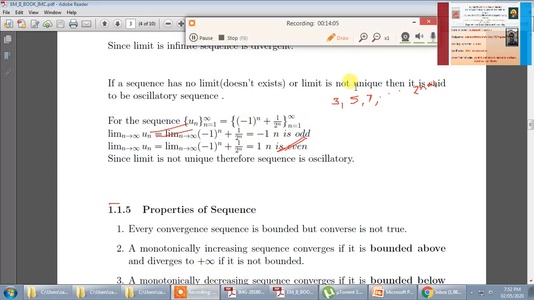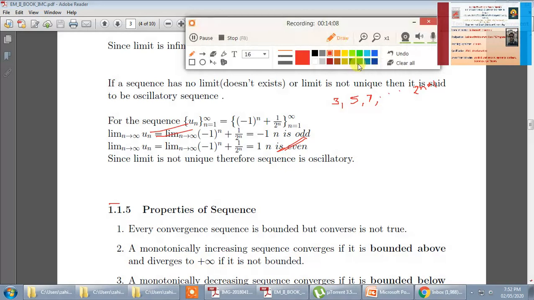Let us find the actual sequence by putting n equal to 1, 2, 3 and so on. If n is equal to 1, we get minus 1, and minus 1 plus 1 upon 2 raised to n. So the first term is minus 1 plus 1 upon 2, which is minus 1 by 2. If you put n equal to 2, here it is plus, and 1 upon 4, so we get 1 plus 1 upon 4, that is 4 plus 1, 5 by 4.